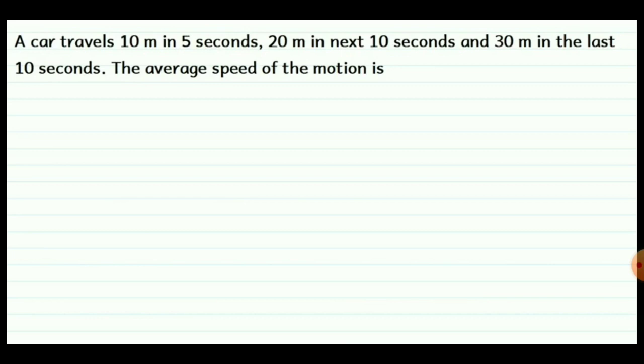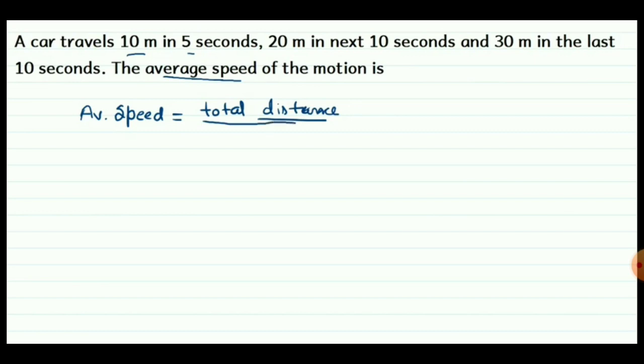Now the next question is: a car travels 10 meter in 5 seconds, 20 meter in 10 seconds, and 30 meter in the last 10 seconds. The average speed of the motion is? Now student, what is the formula of average speed? If we are talking about speed, that means distance traveled by time. Average speed can be written as total distance traveled by the object in total time. Correct? We can find the average in this way only.